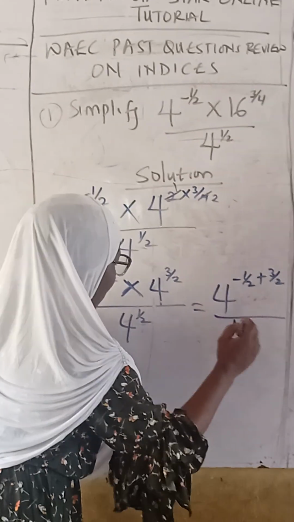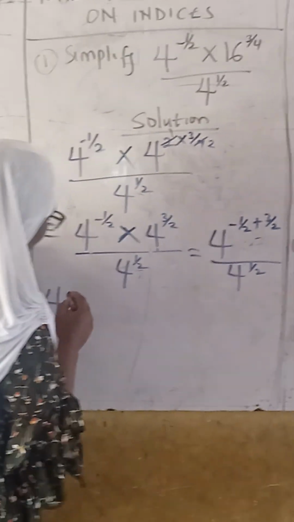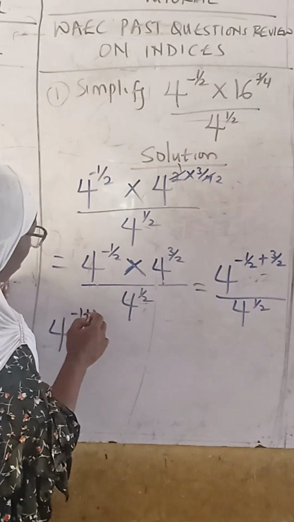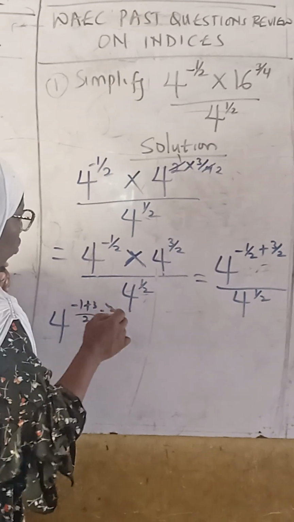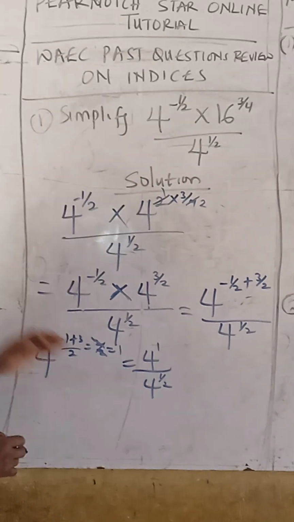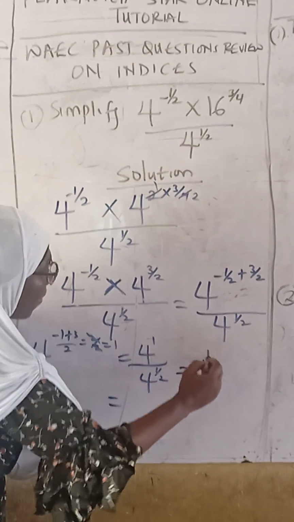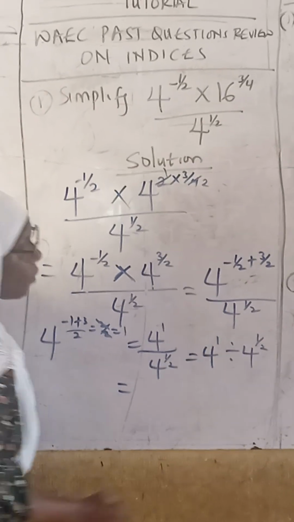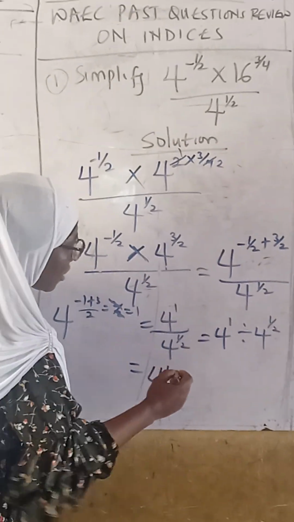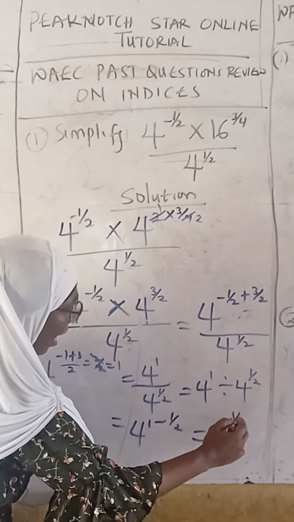So, performing this, don't forget that if you find the LCM of this, that will be 2. That's minus 1 plus 3, which is 2 over 2. 2 over 2 gives you 1. Now it's 4 raised to power 1 over 4 raised to power half. Please focus on this. Now this means 4 raised to power 1 divided by 4 raised to power half. And that is 4 raised to power 1 minus half, because in division, you subtract the power. And that gives us 4 raised to power half.